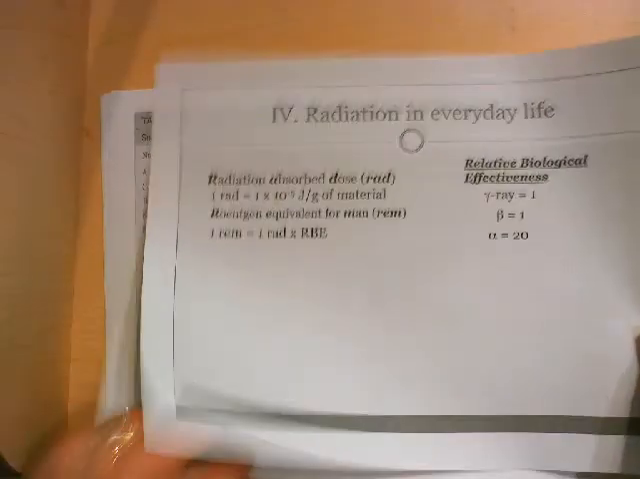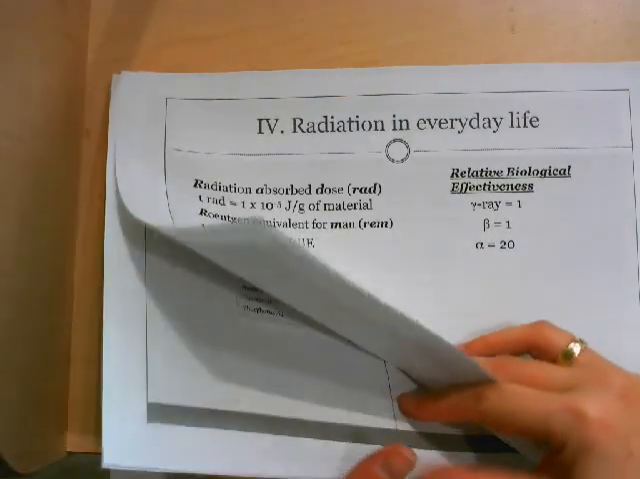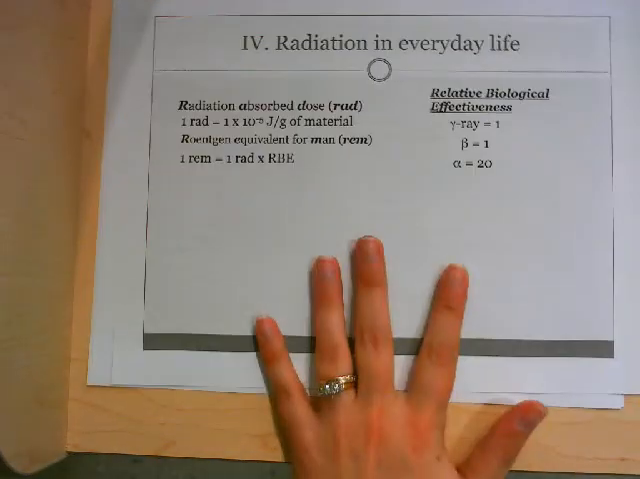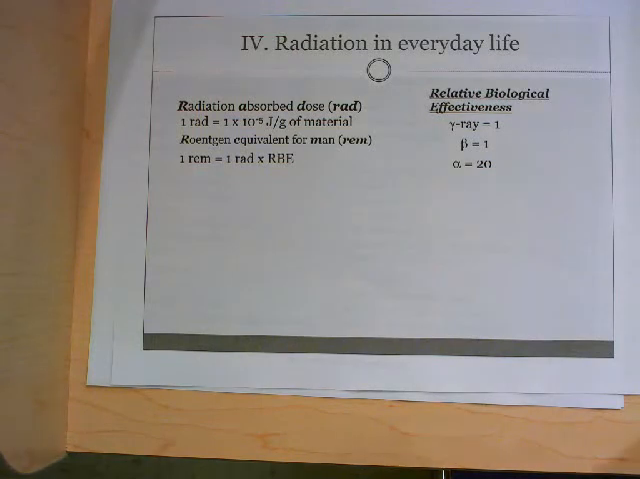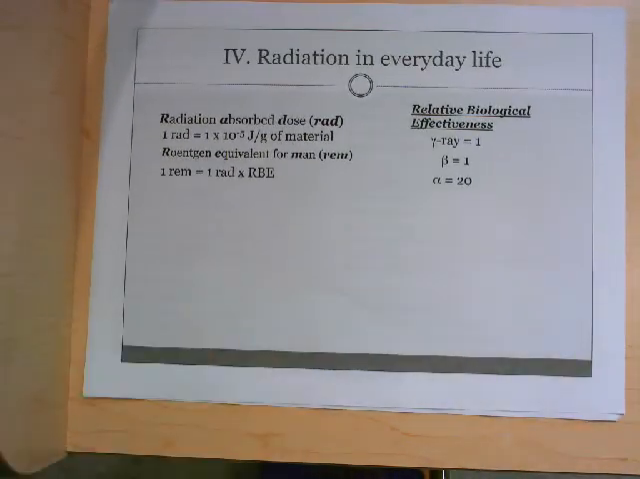Alright, let's see what I can get through in my last 5 minutes. I think I can. Alright. Radiation in everyday life. We talk about RADs and REMs when we're calculating radiation in everyday life. So as of right this second, you're being exposed to radiation. All the time. There's radiation coming from the sun, radiation coming from all kinds of sources.